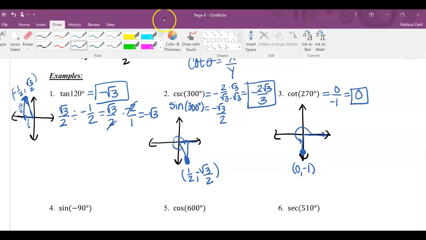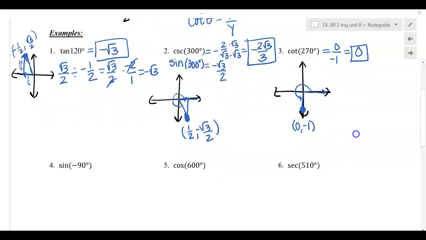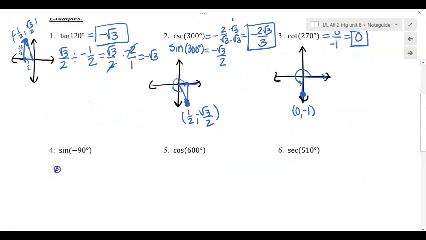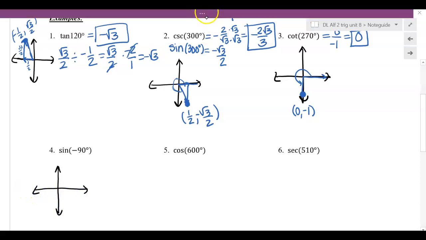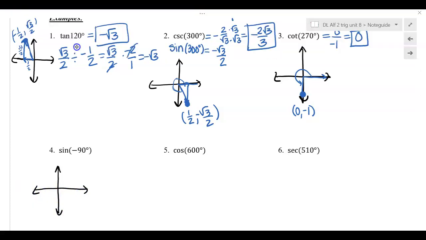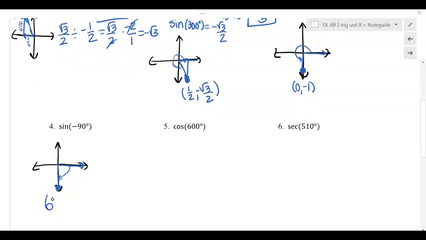All right, the next example says the sine of negative 90. So actually, number 4 is coterminal with number 3. So you'll see we're kind of sitting at the same position. Negative 90 would be, here's my initial side, I go 90 degrees in this direction. So I still land at that same position where the coordinates are 0, negative 1. Sine is the y coordinate. So in this case, that will be equal to negative 1.